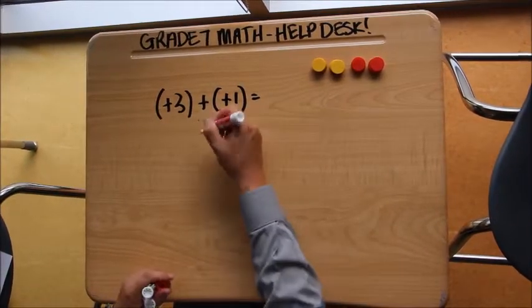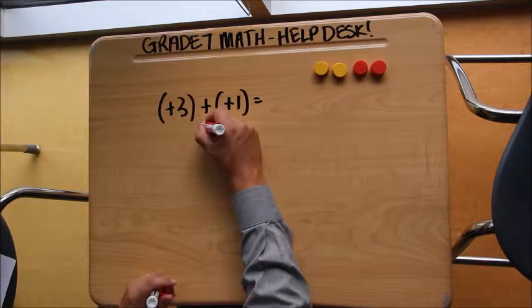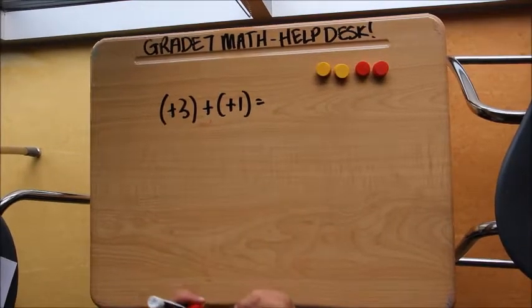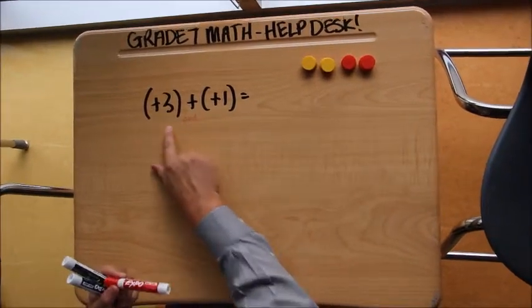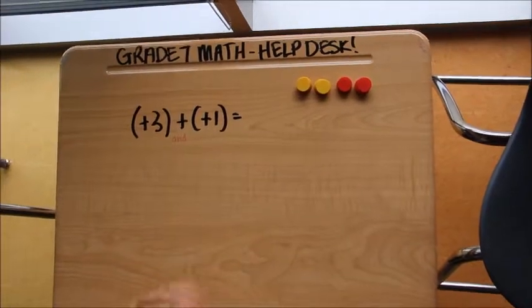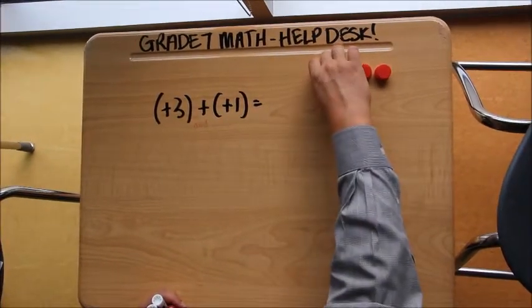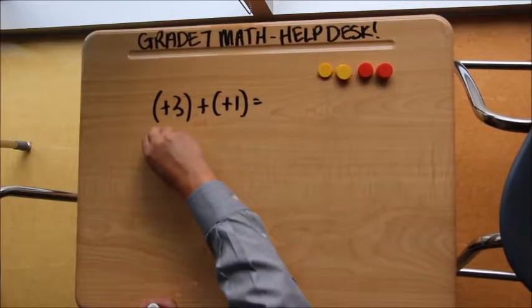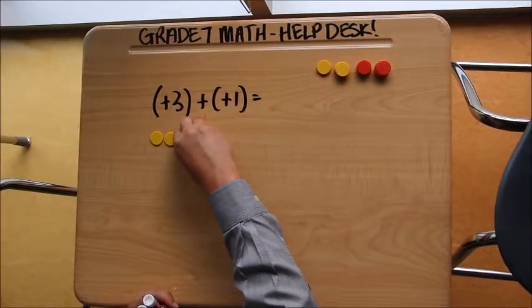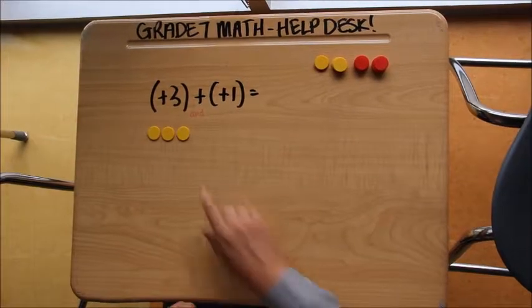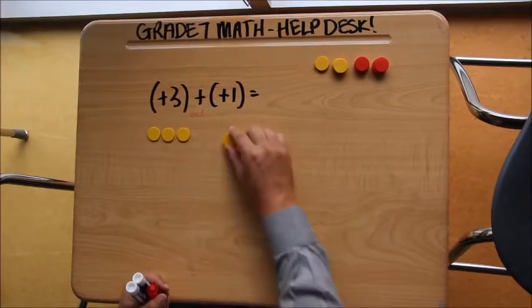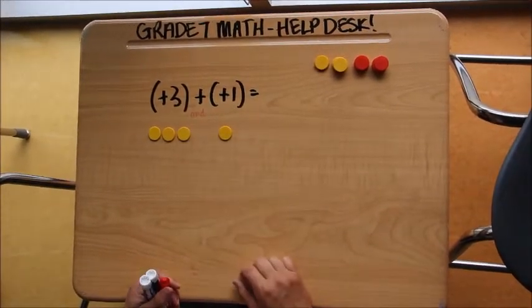Remember that when we're talking about addition, we might use the word and here. Okay, so I'll put that underneath. So we have a positive 3 and a positive 1. Remembering that when we're using our tiles, we use the yellow tiles for positives. I'm going to put down 1, 2, 3 positive tiles and one more positive tile.